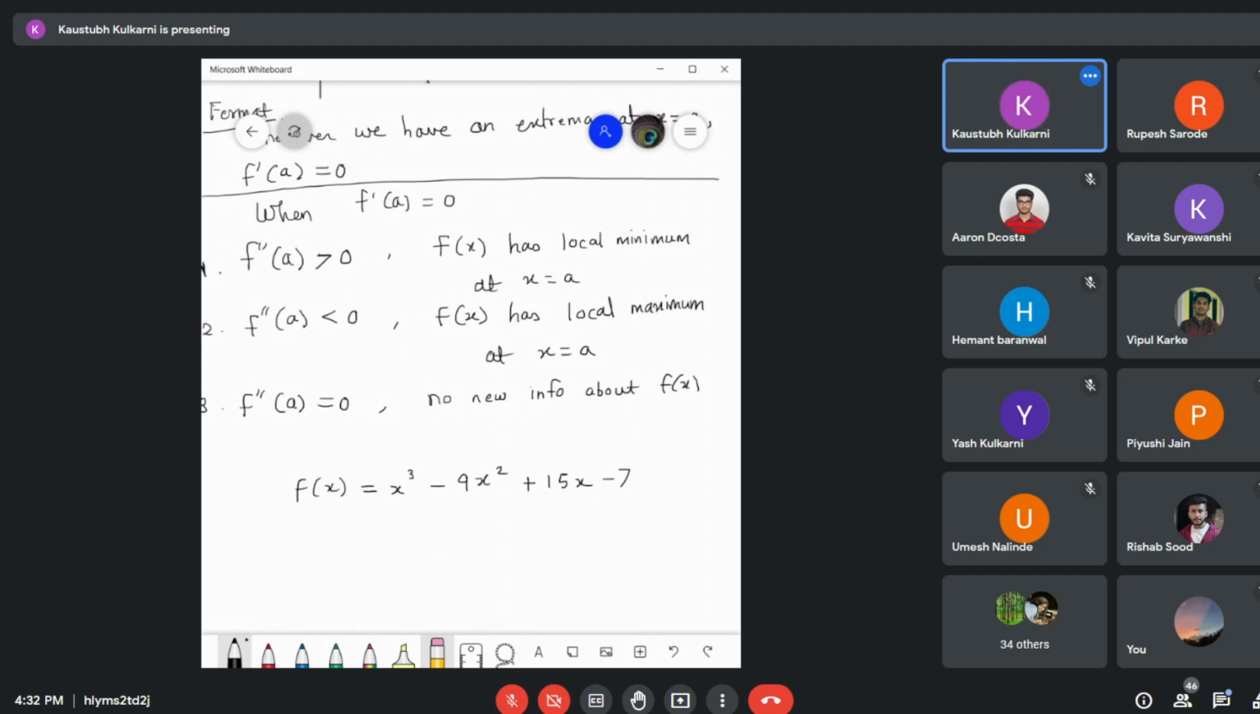So the first derivative will be 3x square minus 18x plus 15. Now you will have to solve this quadratic equation. To solve this, you will have to equate it with 0, because we want the critical points at which f dash of x is 0.